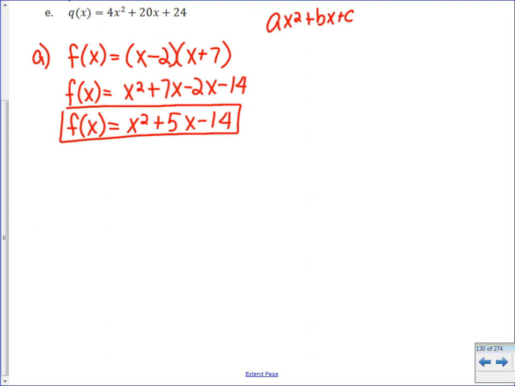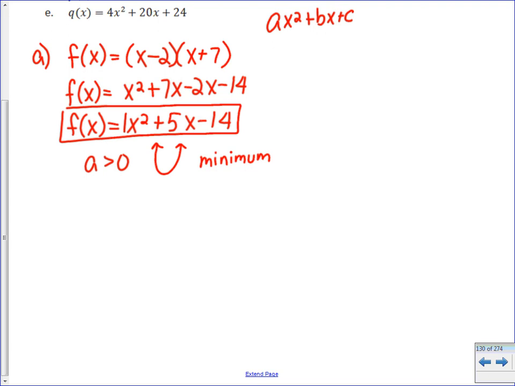Look at the a term. The a term in this case is 1. a is greater than 0. Since a is greater than 0, my parabola is going to open up. It is positive. Like I said, we have a smile on our face. Therefore, my vertex is going to be a minimum. So that is the very first thing that I would like you to calculate.